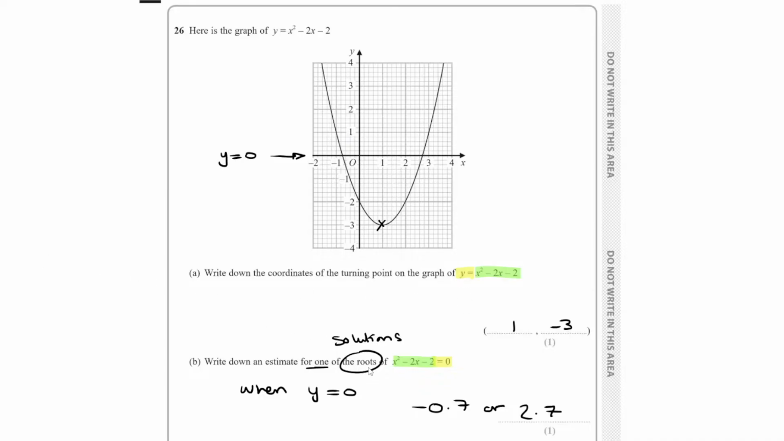So that's really straightforward once you know what it's asking for. It's asking for solutions, and where is it asking for, where it crosses. Normally where it crosses the x-axis is normally the same question, I feel like.